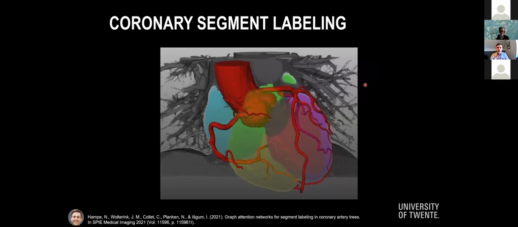So you see here an image of the heart with the different heart chambers shown in different colors. And in purple you see the myocardium, which is actually the thing that contracts to pump blood through the body. And the red things that you see here are the coronary arteries.